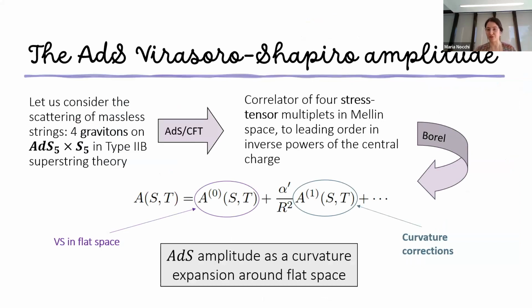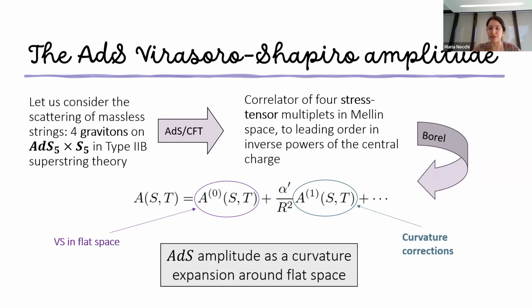First of all, there is a matter of definition. We will need to define what is an amplitude in AdS, and we do that by using the AdS/CFT correspondence. So let us consider the scattering of massless strings. The easiest case is the 4 gravitons on AdS5 process, and that is mapped to the correlator of 4 stress tensor multiplets in Mellin space. That's to leading order in inverse powers of the central charge, which is the standard dictionary in the AdS/CFT.